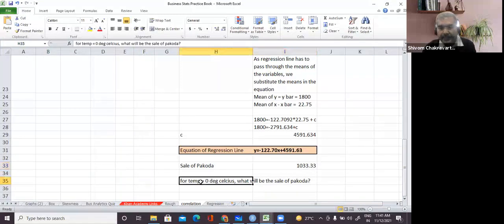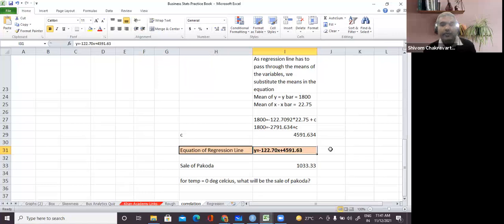Then I also asked, if the temperature is 0 degrees Celsius, what will be the sale of pakoda? Did you think about it yesterday evening? Given this situation, given this equation, the regression equation or equation of the regression line, if the temperature is 0, what will be the sale of pakoda?